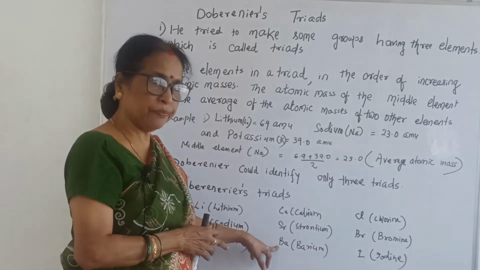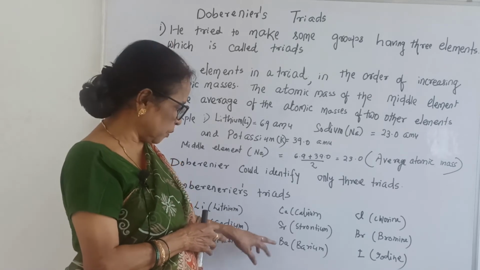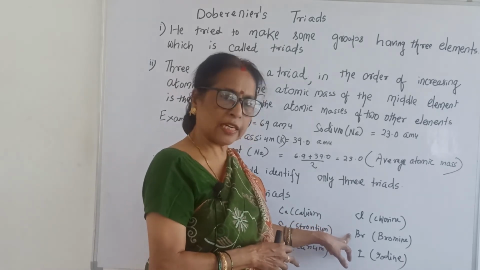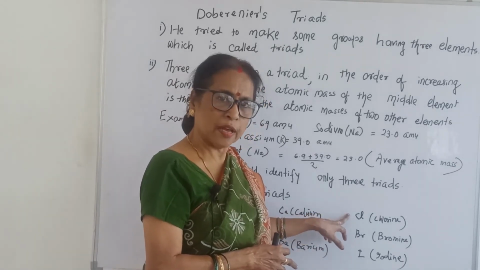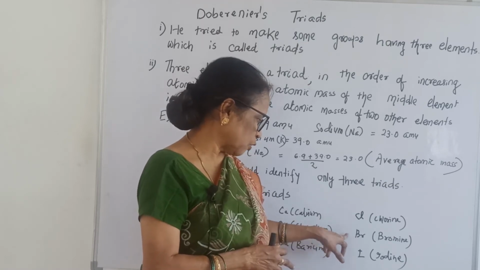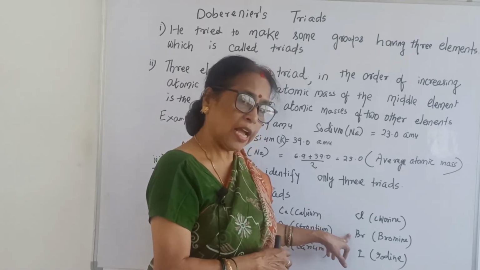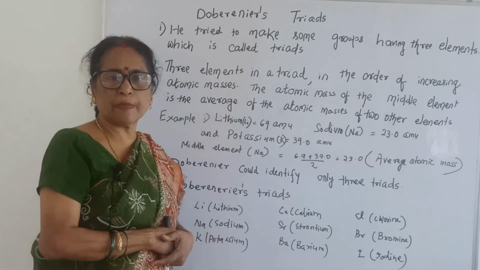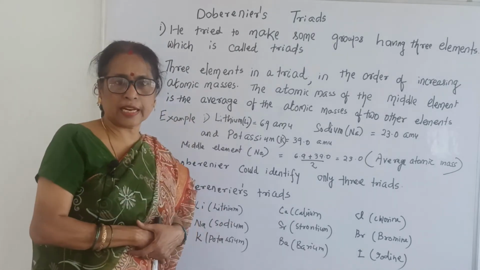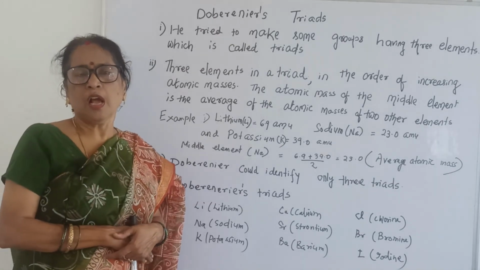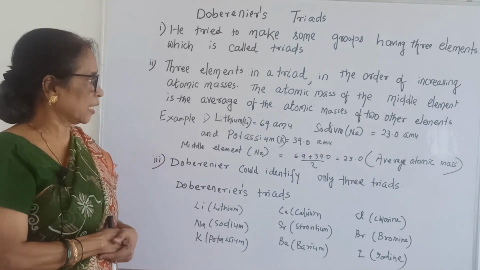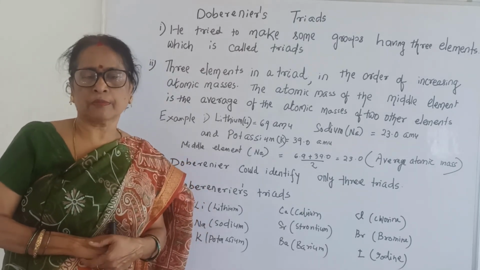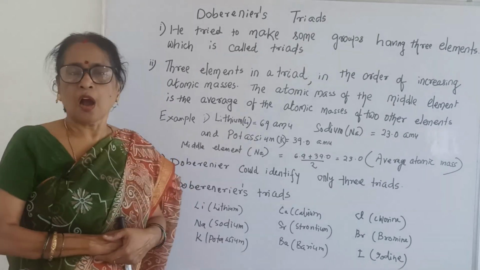Similarly, calcium, strontium and barium: the atomic mass of strontium is the average atomic mass of calcium and barium. And bromine, whose atomic mass is 80, is the average atomic mass of chlorine, 35.5, and iodine. These three were discovered by Doberenier, and they are called Doberenier's Triads. They were not so useful to the periodic classification of elements, but were very famous in the history of the periodic classification of elements.